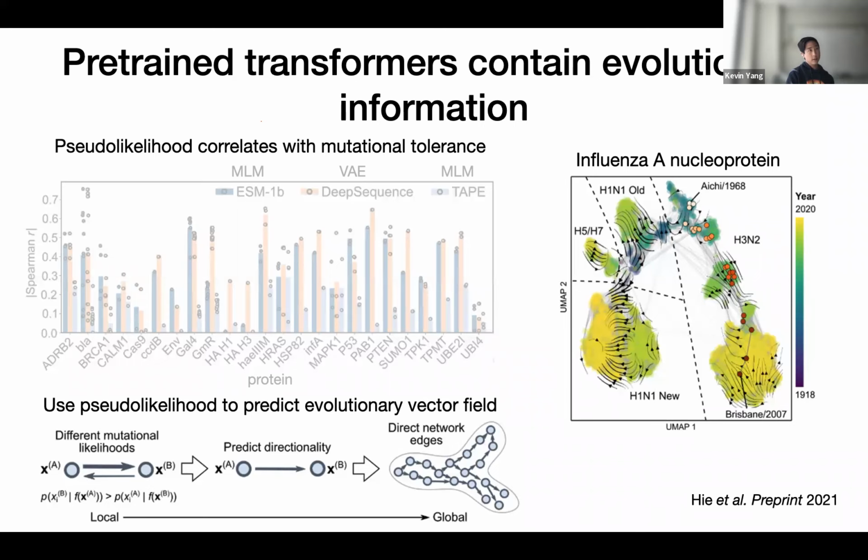And so flu nuclear protein is a good test case for this because we've been doing flu surveillance for a really long time, and we have many, many variants, and we know exactly when they arose. And this is a virus that evolves fast enough that 100 years or so of data is sufficient to see some movement here.